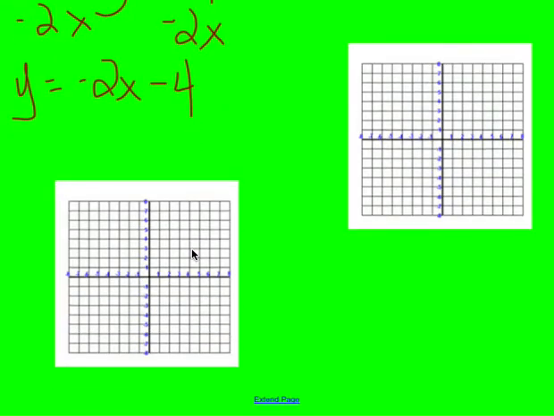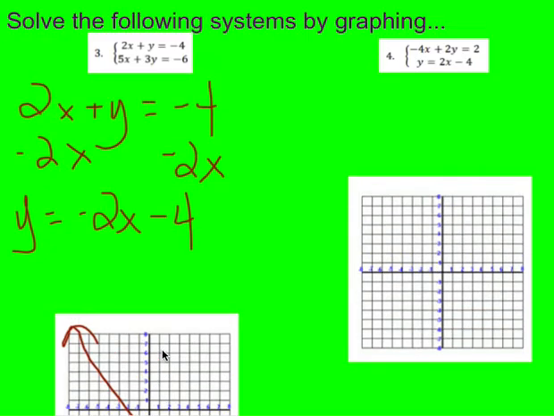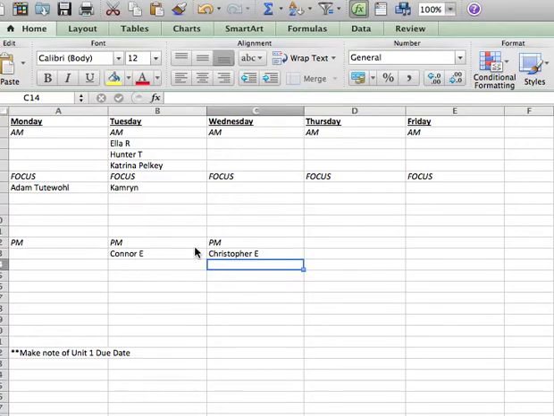Okay, so we're crossing the y-axis at negative 4. And then we're going down 2 over 1 and plotting that point. So we can go ahead and connect to make our line. Next, let's take a look at that second equation.